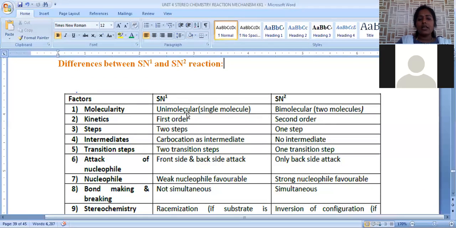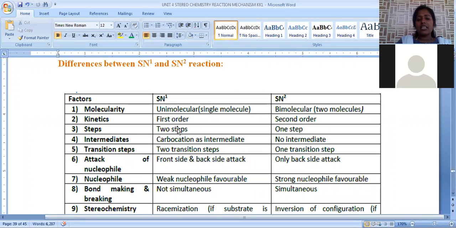Molecularity of SN1 is unimolecular because single molecule is able to influence the rate of the reaction. SN2 is bimolecular, alkyl halide as well as incoming nucleophile both will influence rate of the reaction, that is SN2. In case of SN1, it is first order reaction. SN2 is the second order reaction. This is the kinetics of SN1 and SN2. SN1 is first order, SN2 is second order.